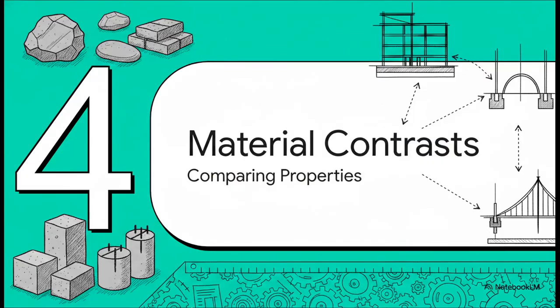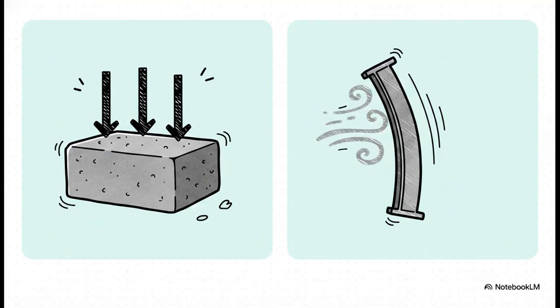Section 4. Material contrasts. How do these compare to other structural options? Okay, so basic materials like stone and concrete are absolute masters of compressive strength. They are fantastic at bearing heavy, crushing downward loads. But what happens when site conditions demand something else?